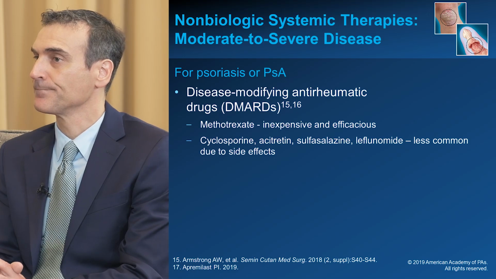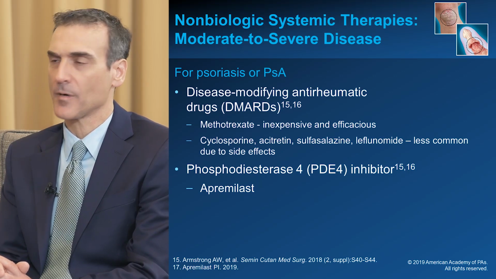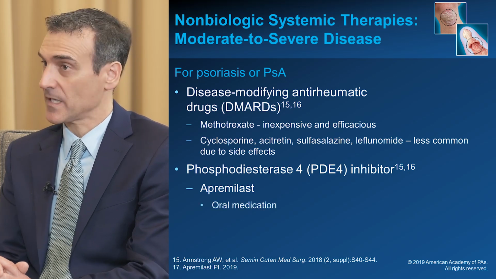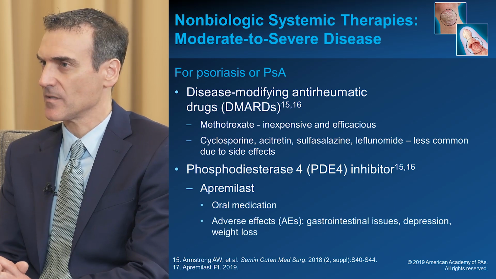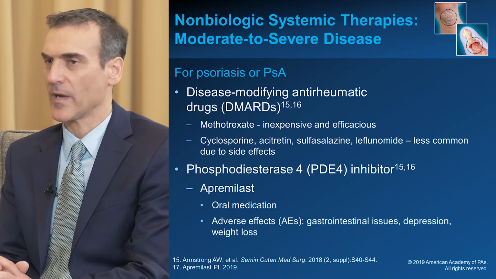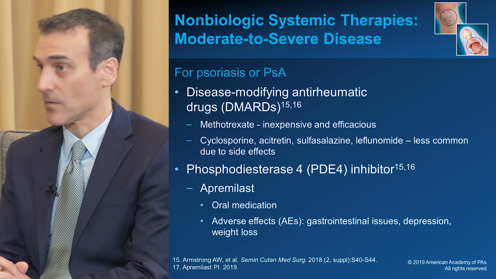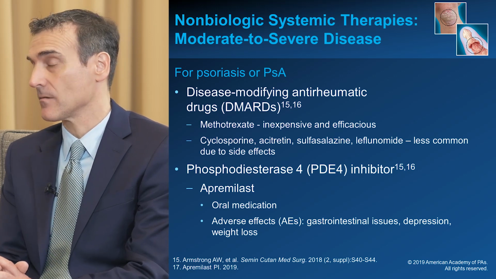And we have another relatively new category that still falls into non-biologic, and that's a PDE4 inhibitor. That's one example, a phosphodiesterase 4 inhibitor, apremilast, and kind of an exciting new drug, an oral medication. It does have its own set of side effects, GI issues, possible association with depression, weight loss, but it is an exciting new drug in terms of how it works and safety, as well as the ease of being able to take it as an oral medication.